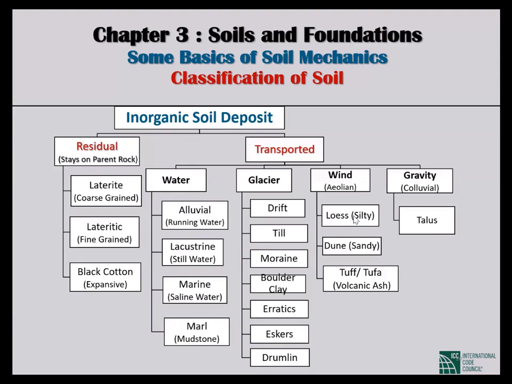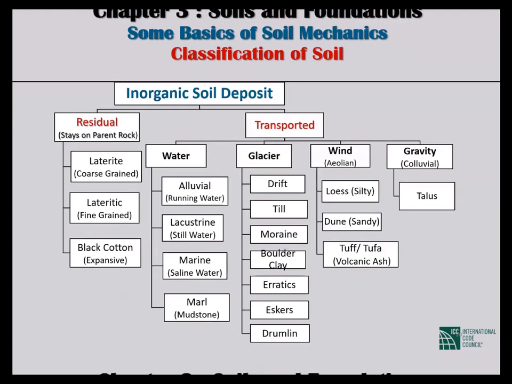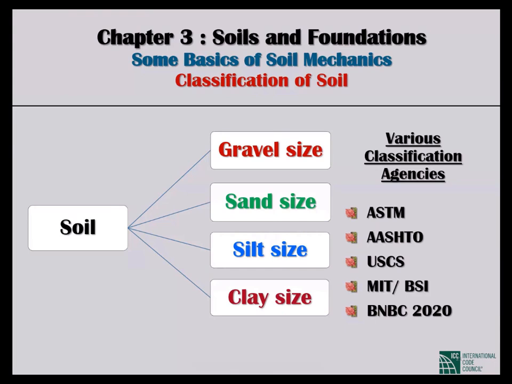So by this time, we have got organic soil, which is problematic. We have got expansive soil, which is problematic. And some other soils are also there. We'll be discussing later. So three types of soil already, we got problematic soil. Then gravity transported soil, usually it is colluvial soil. The other name is talus. Perhaps everybody knows this, but still for the sake of discussion, we are doing that.